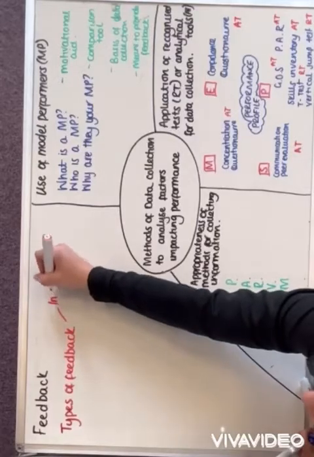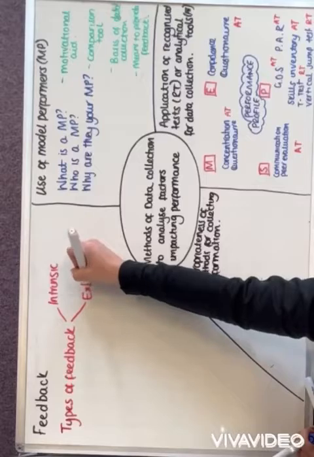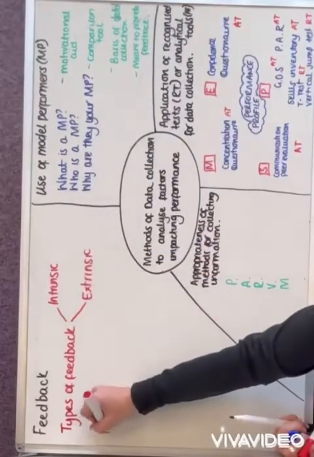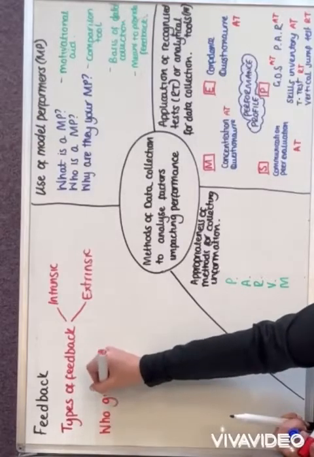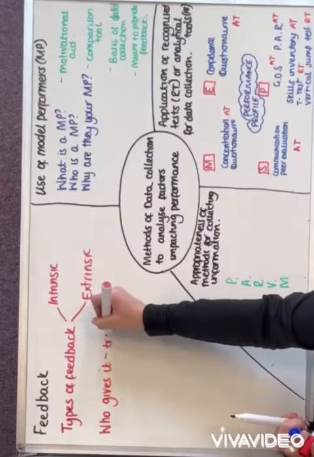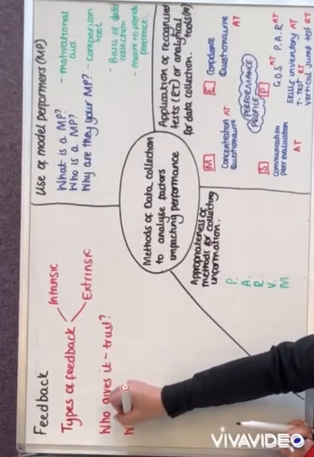Lastly, we're looking at feedback. Just a few things to think about. So the 2 types of feedback, intrinsic, so internal feedback, as well as extrinsic feedback you get from other people around you. We need to think about who gives us the feedback. Do we trust them and what they are saying? Do they have a lot of experience?